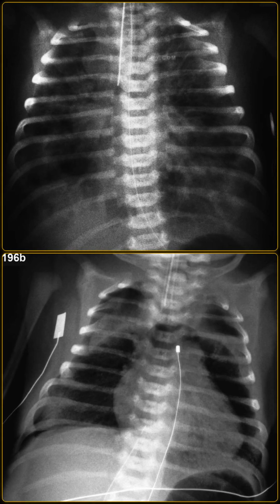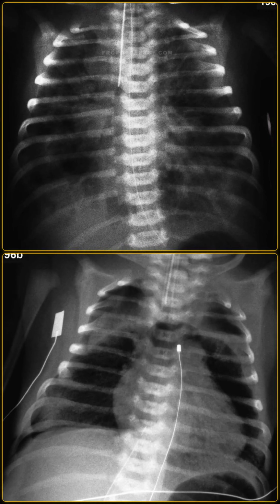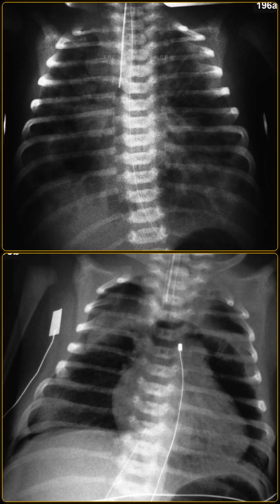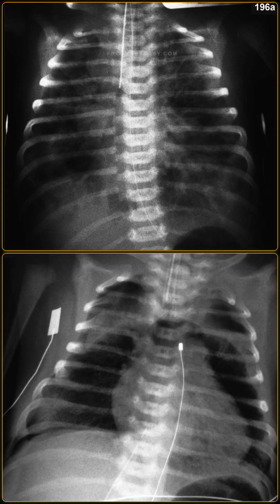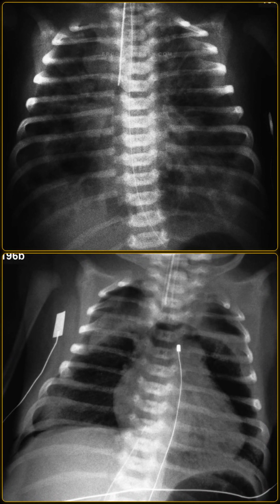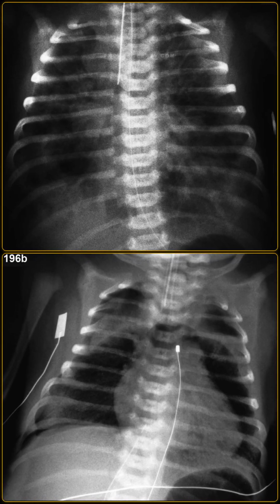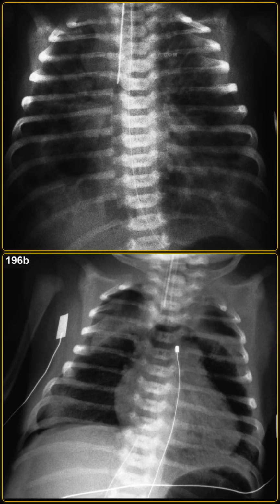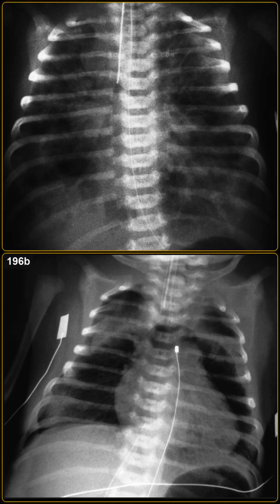How does meconium aspiration syndrome differ radiographically and clinically from transient tachypnea of the newborn and hyaline membrane disease? Meconium aspiration syndrome occurs in term or post-term infants, presenting with hyperinflated lungs, coarse, patchy, asymmetric consolidation, and a high risk of air leaks.